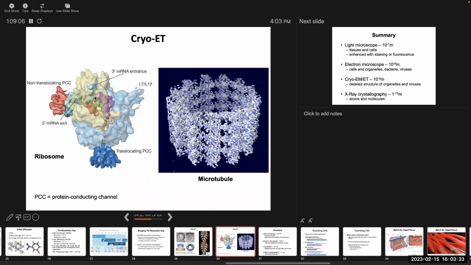Another one of my favorite cryo-ET structures. I've actually used this as a reference for an illustration of the ribosome and how the process of translation takes place at the ribosome. So the ribosome consists of two parts, two subunits. There's a small subunit shown in the pale yellow, and then there's a large subunit shown in the pale blue.